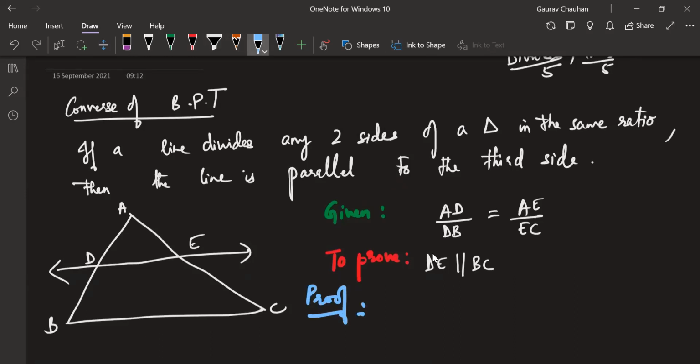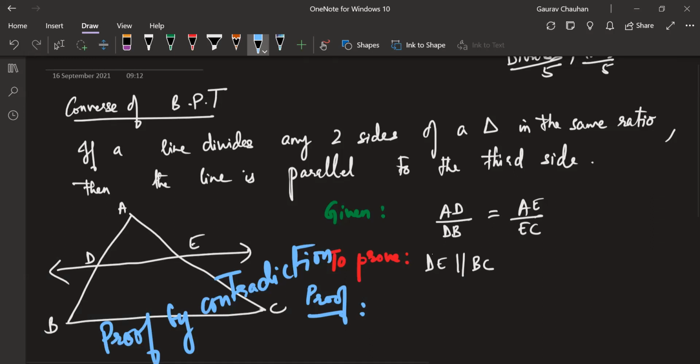Now this proof is a very, very interesting proof. We have done only one proof like this in the last year, I think. This proof belongs to a special category called proof by contradiction. Does anyone remember what proof by contradiction was? Yes, Nishchay, do you remember what it was?